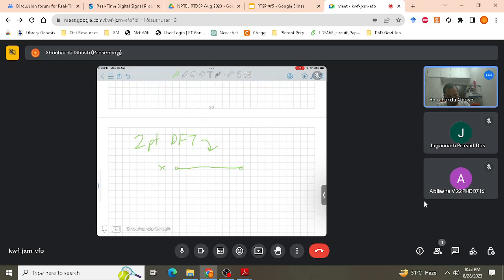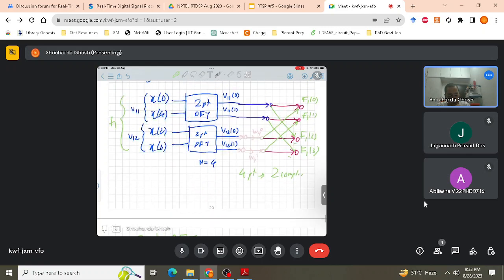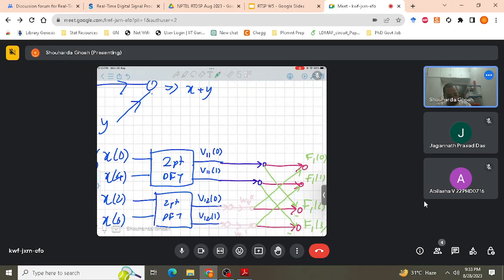It's something like x1, y1, x2, y2. x2 is x1 plus y1, y2 is x2 plus y2. This is our 2-point DFT structure, and this is called a butterfly. So in an FFT, as you can see, these are elongated. Can you see over here? These are also butterflies over here.